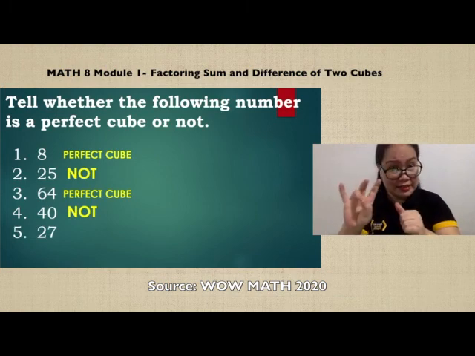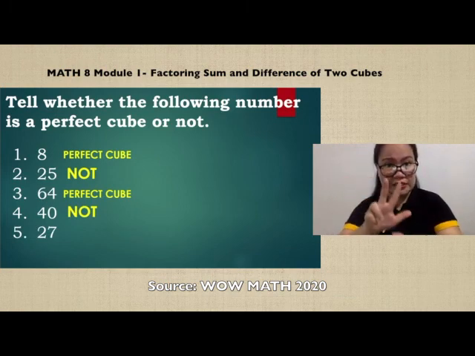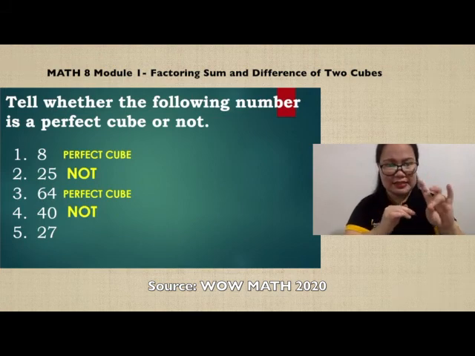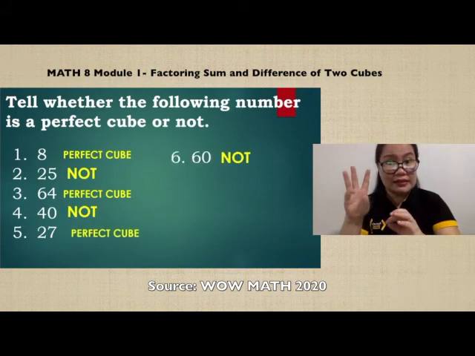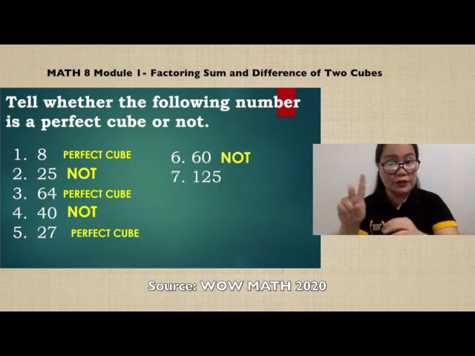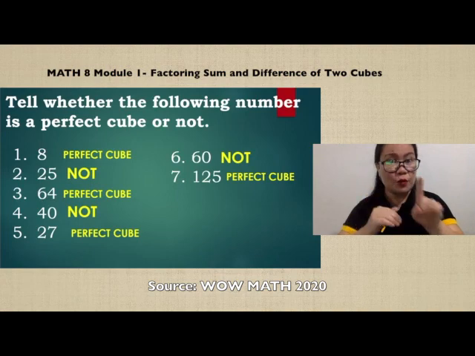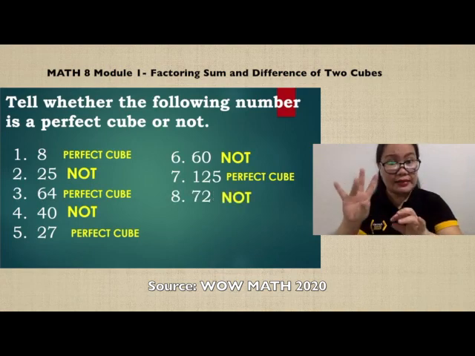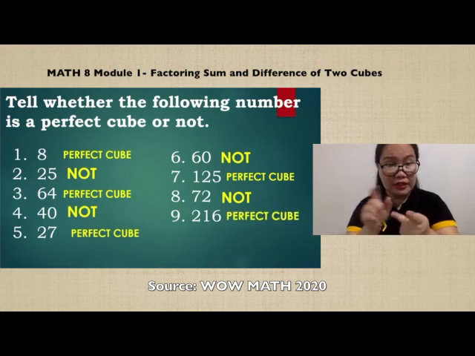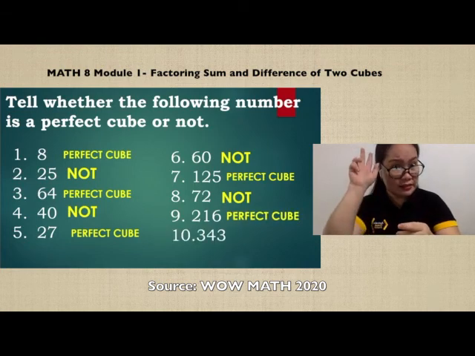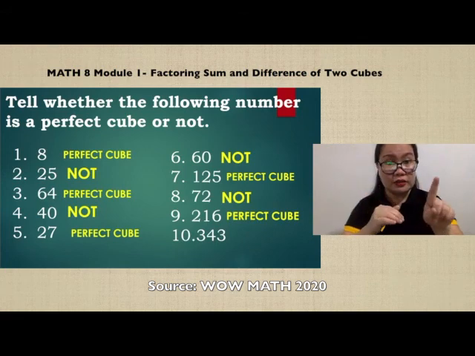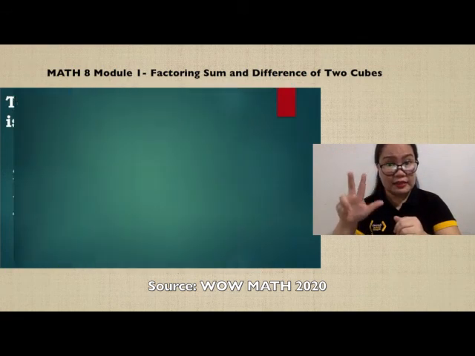27, it's a perfect cube because of 3 raised to 3. So 3 times 3, 9 times 3, that is 27. 60 is not. 125 is a perfect cube because of 5 raised to 3. 5 times 5, 25 times 5, that is 125. Next, 72 is not. 216 is a perfect cube because of 6 raised to 3. And then number 10, 343, this is also a perfect cube because of 7 raised to 3.